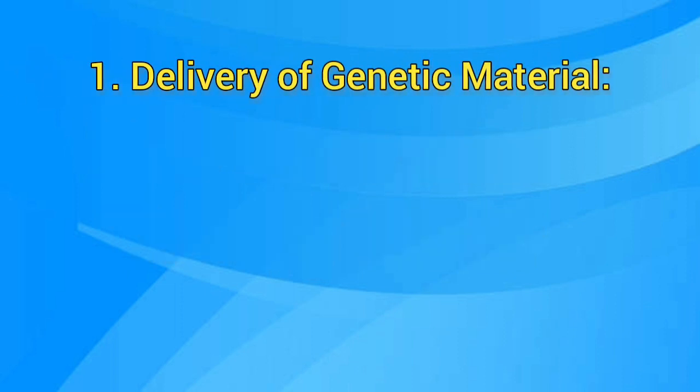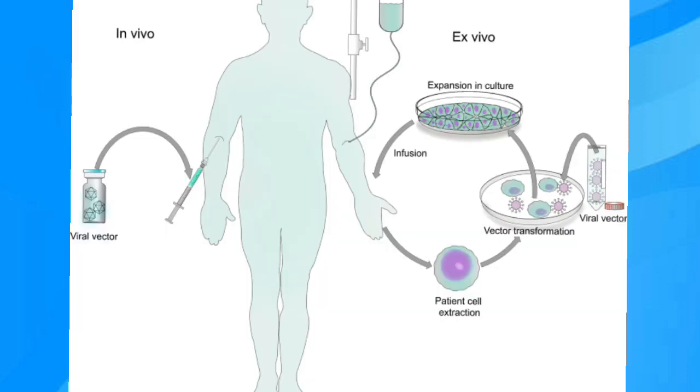1. Delivery of genetic material. Gene therapy typically involves the delivery of therapeutic genes into the patient's cells. This can be achieved using vectors, which are vehicles used to transport the genetic material into the target cells.